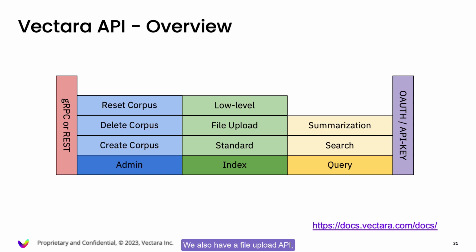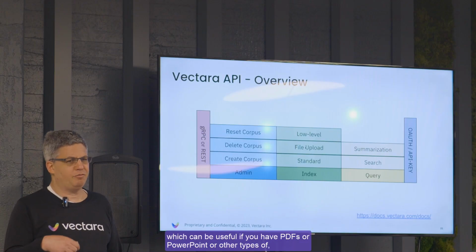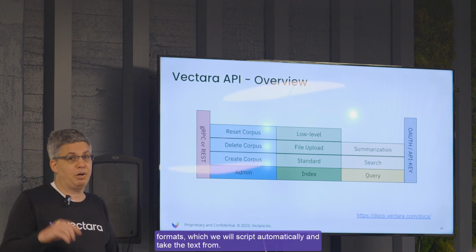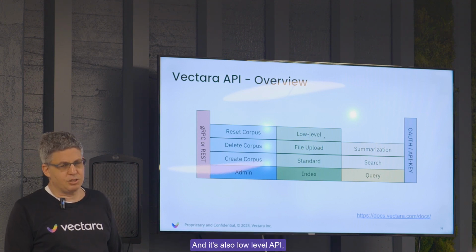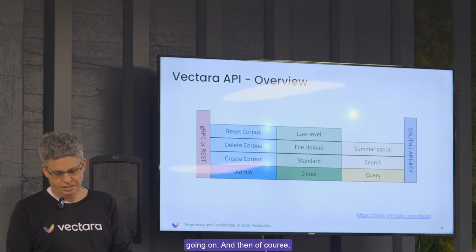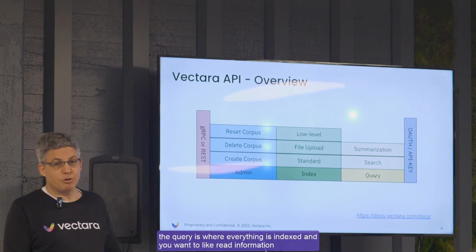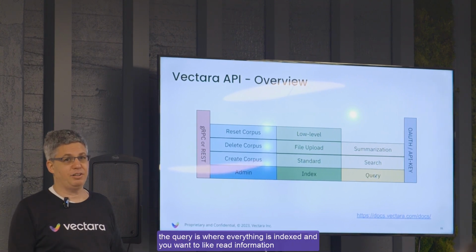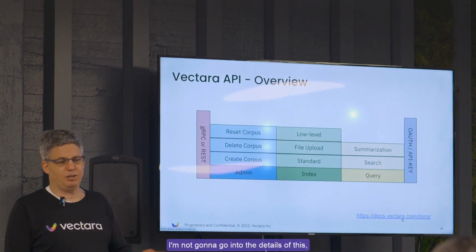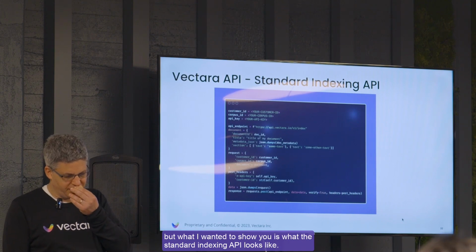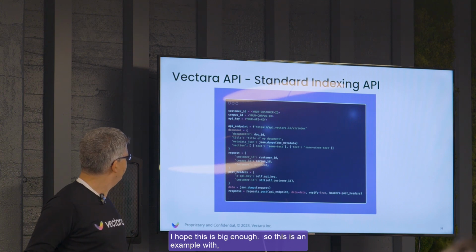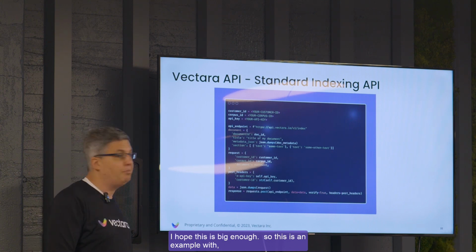We also have a file upload API, which can be useful if you have PDFs or PowerPoint or other types of formats, which we will strip automatically and take the text from. And there's also a low-level API, which is really for experts where you want to have more control over what's going on. And then, of course, the query is where everything is indexed and you want to read information from that. So the documentation is available. I'm not going to go into the details of this, but what I wanted to show you is what the standard indexing API looks like. And I hope this is big enough. So this is an example with Python code, right?